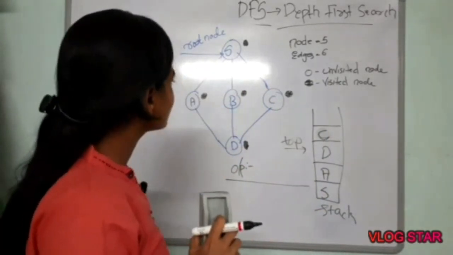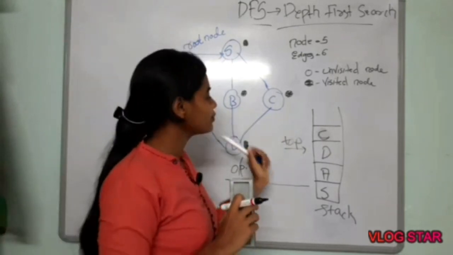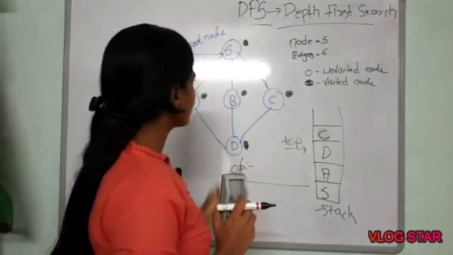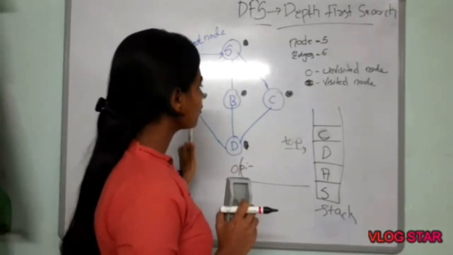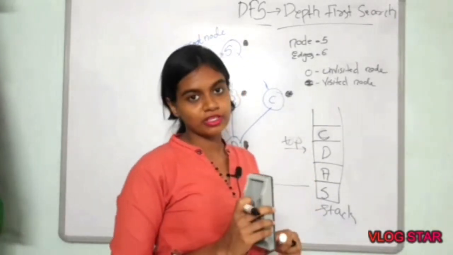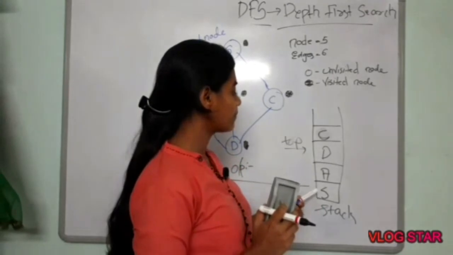There is no other node which is unvisited. So we have put all the unvisited nodes into the stack, so we get the visited nodes. So in this way we have found the DFS, we have found all the nodes in the tree, we have traversed the tree with the help of DFS, implemented with the help of the stack.